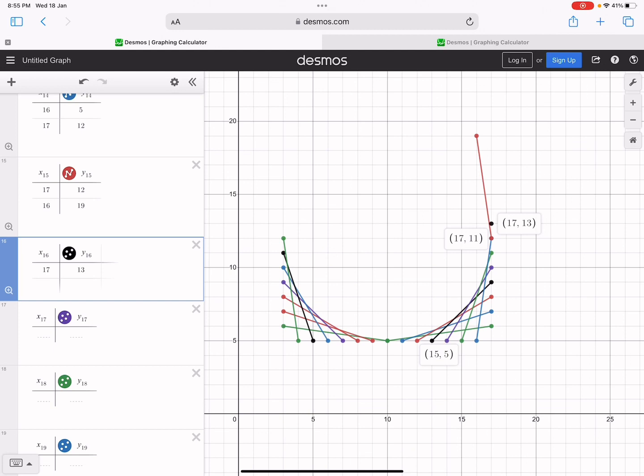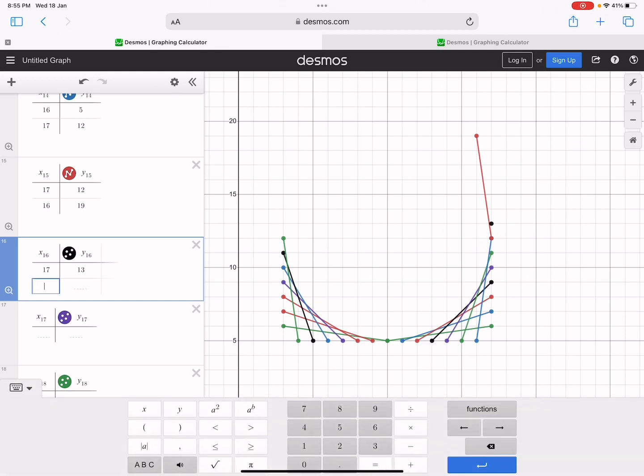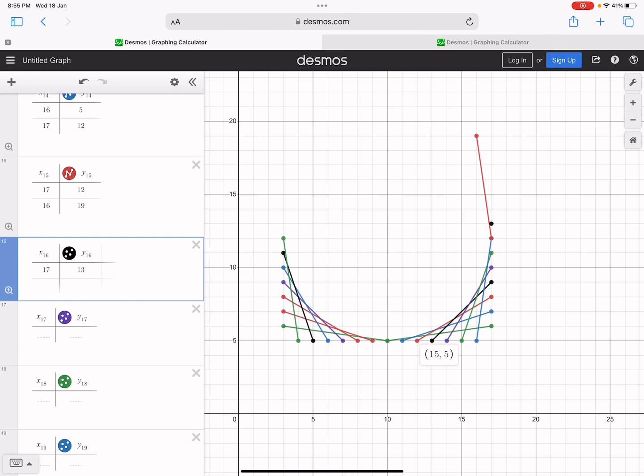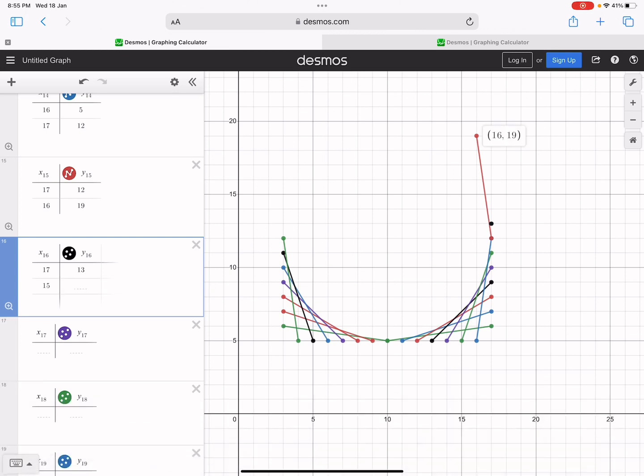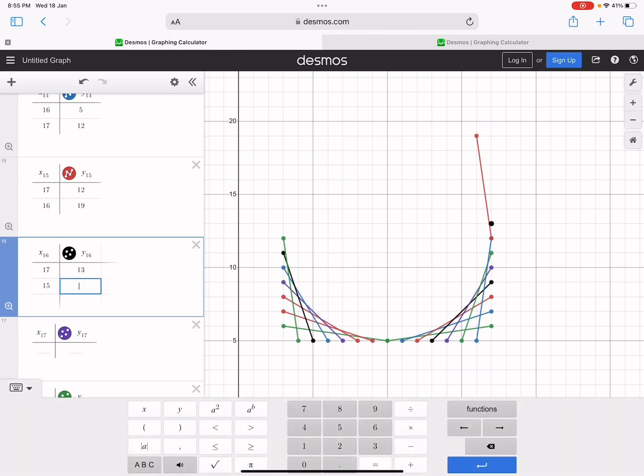The x coordinate decreases by 2, so we do the same here. The x coordinate decreases by 2, so it becomes 15. And the y coordinate stays the same as this one, 19. And then we can complete the sequence just as we did in the second quarter.